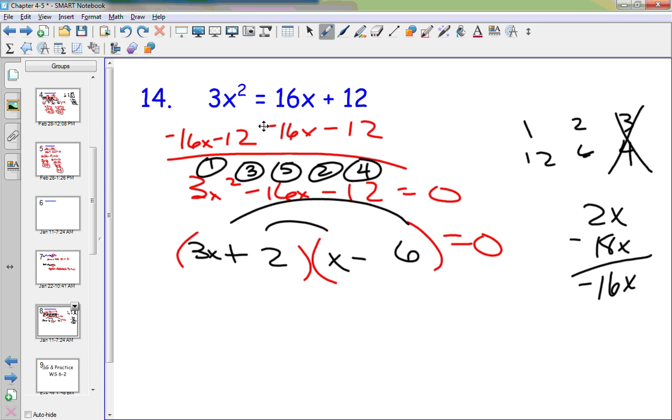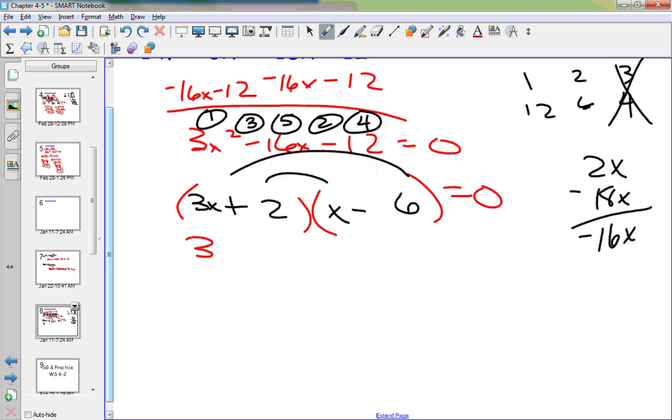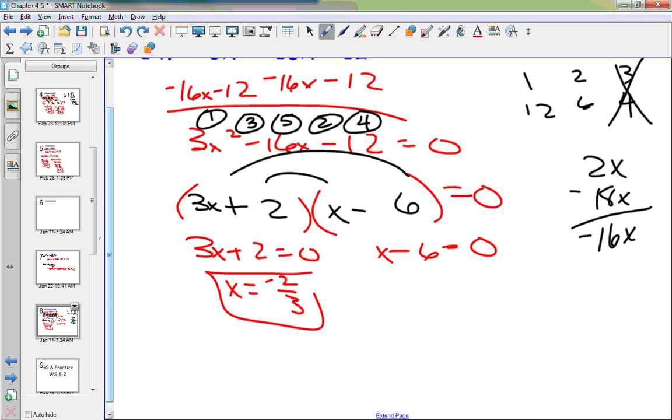Now what? Set each one equal to 0. 3x plus 2 is equal to 0, and x minus 6 is equal to 0. How do I solve this one? Subtract 2, then divide by 3, so x is equal to negative 2/3. What's this one going to be? Add 6. Add 6, x is equal to 6.